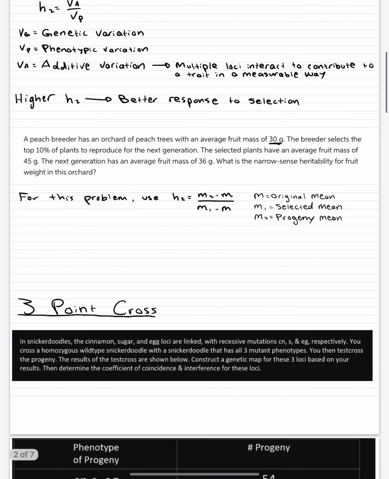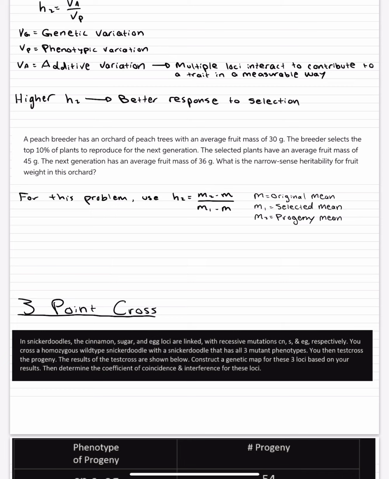So here's a question. A peach breeder has an orchard of peach trees with an average fruit mass of 30 grams. The breeder selects the top 10% of plants to reproduce for the next generation. The selected plants have an average fruit mass of 45 grams. The next generation has an average fruit mass of 36 grams. What is the narrow sense heritability for fruit weight in this orchard?